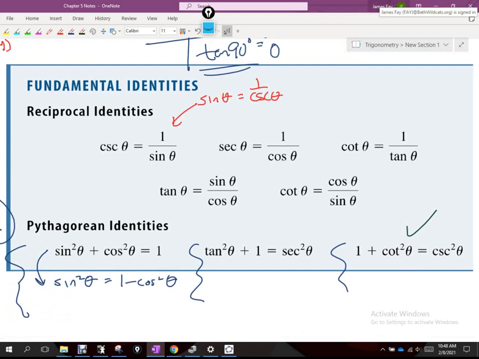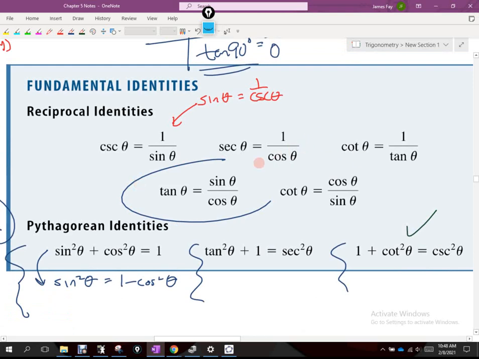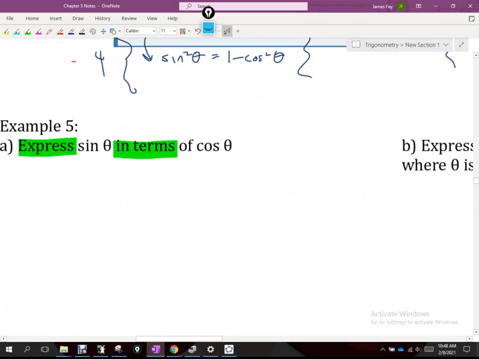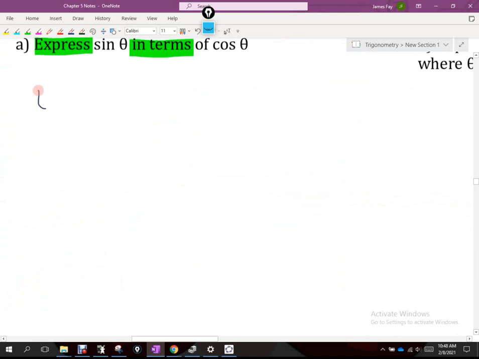I'm going to grab one. I'm going to grab this one. Don't write this one down yet, because it's wrong. If I take that one, tangent of theta equals sine over cosine. Can I express sine? Meaning, can you solve for sine in this problem? How would I solve for sine here? Multiply both sides by cosine.